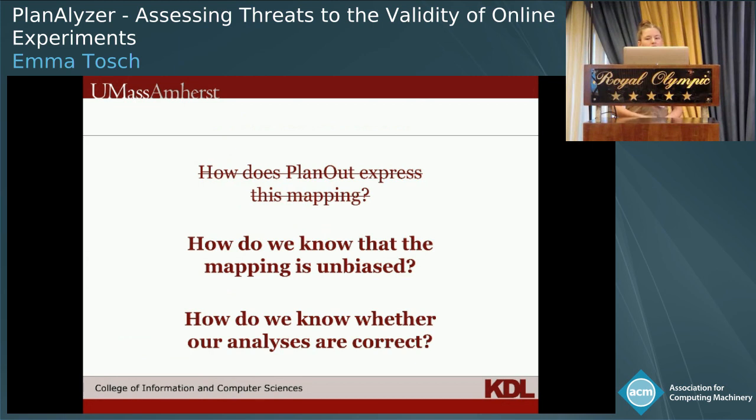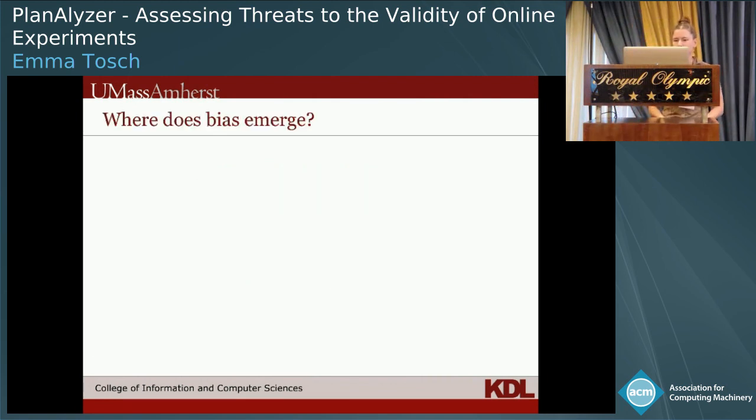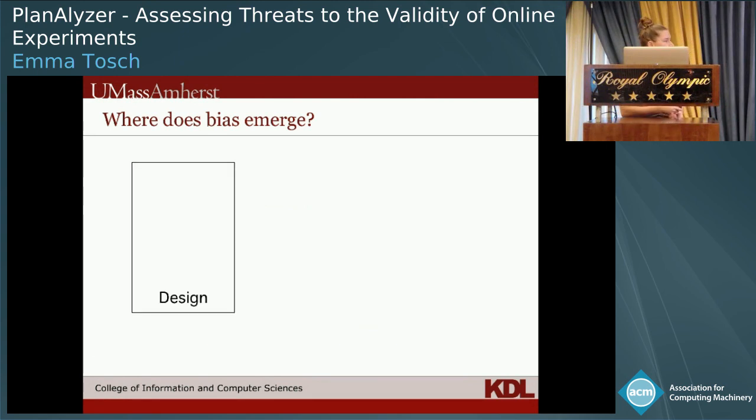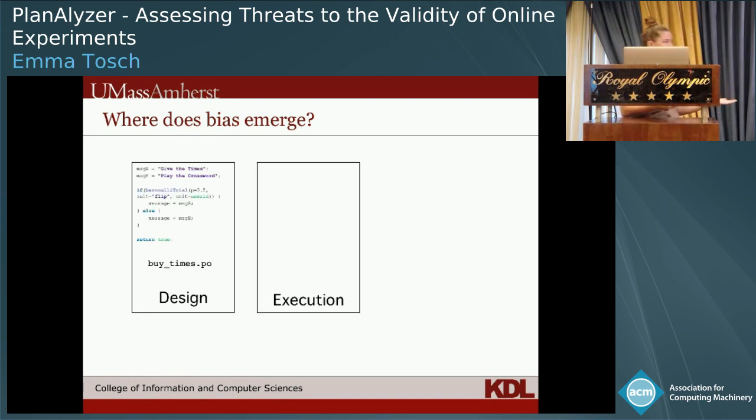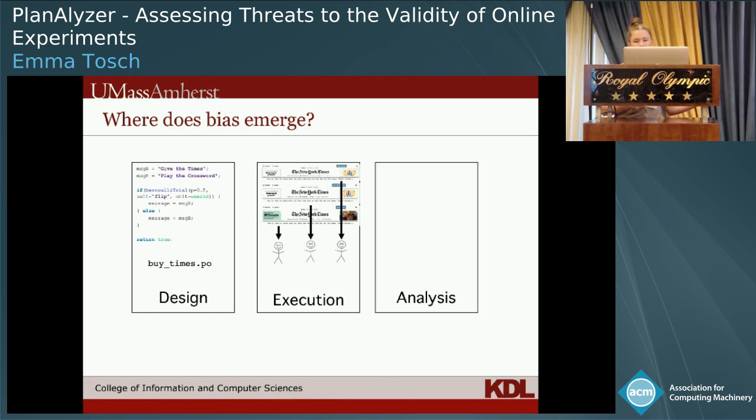So now that we've covered the language features that allow us to express the mapping, let's get to the heart of the talk, where we have to figure out how to determine whether the mapping of units to treatments is unbiased, allowing us to fairly estimate ATE, for example, from the script we wrote earlier. So where are the places where we could possibly go wrong? Well, we have the design phase, which in this context corresponds to a PlanOut script. And then we have the execution phase, where subjects are actually exposed to treatments. And then finally, we have the analysis phase, where we compute estimators of causal effects, such as ATE.